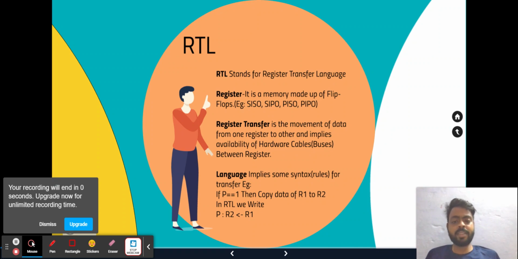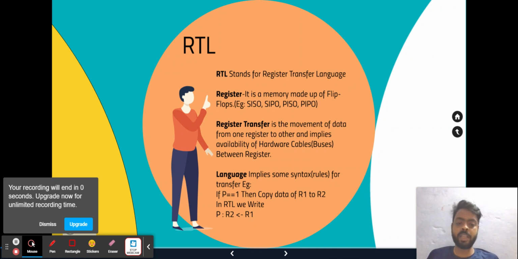So the next term is register transfer. By the term register transfer, we mean that there is a movement of data from one memory part to another, and that memory must be a register. So it already implies the availability of hardware between the registers, or you can say wires are available. Instead of calling them hardware cables, we call them buses in computer terminology. Using the buses we are able to transfer data from one register to another, and that movement of data stored inside a register from one part of a register to another, or from one register to another register, is known as register transfer.